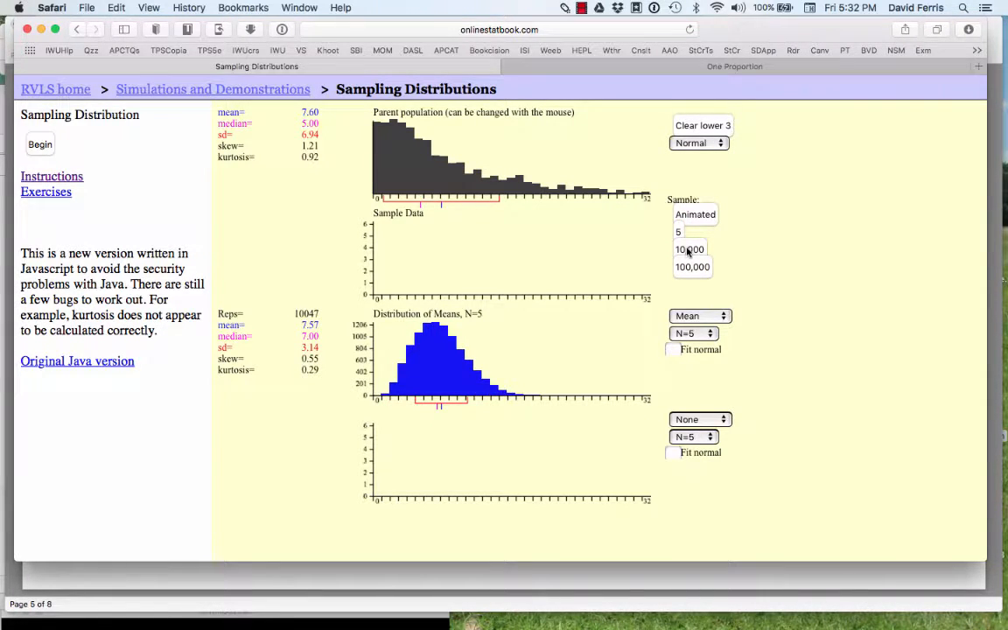Let's do 10,000 at a time, 100,000 at a time. I think that's probably enough. You can start to see yet again. In fact, I've got a little button here I can click that says fit normal. Look how close that is to a normal distribution.